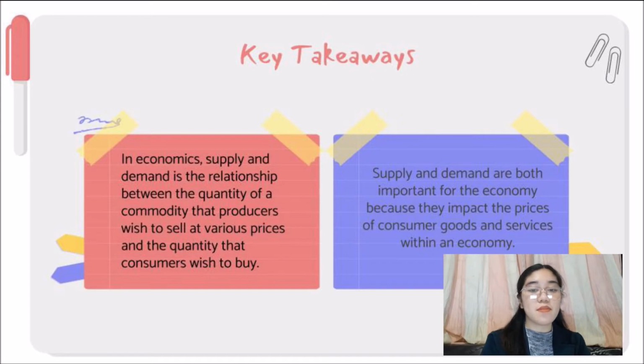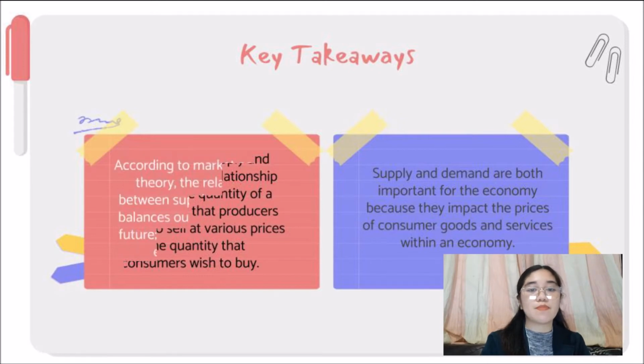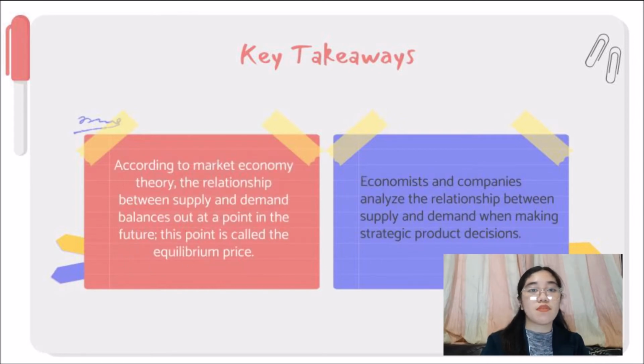Second, supply and demand are both important for the economy because they impact the prices of consumer goods and services within an economy. Third, according to the market economy theory, the relationship between supply and demand balances out at a point in the future. This point is called the equilibrium price. Last, economists and companies analyze the relationship between supply and demand when making strategic product decisions in order to satisfy their consumers' wants and needs.